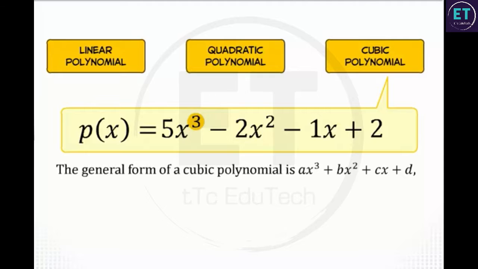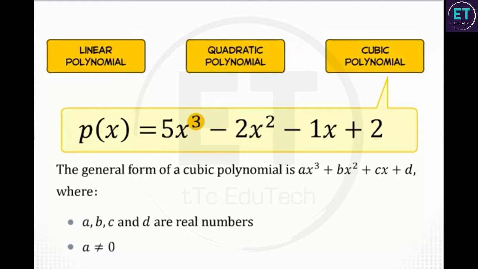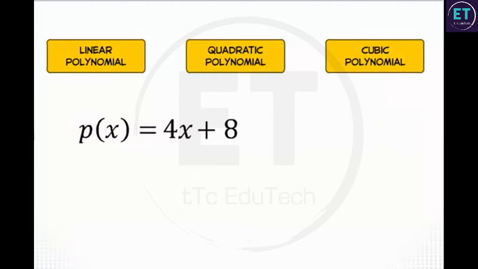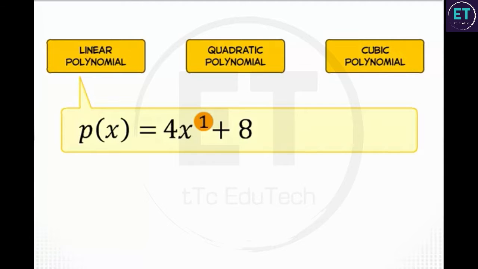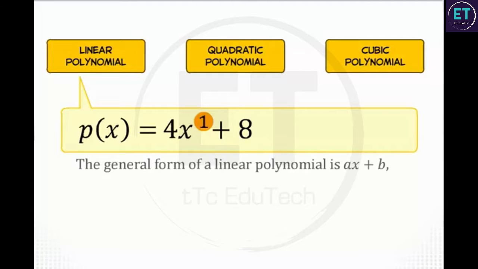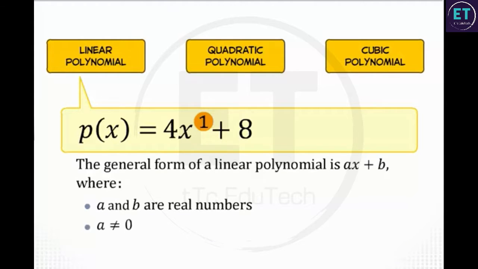The general form of a cubic polynomial is ax cubed plus bx squared plus cx plus d, where a, b, c and d are real numbers, and a is not equal to 0. Here's a second example. As the highest degree of this polynomial is 1, it is a linear polynomial. This is read as p of x is equal to 4x plus 8. The general form of a linear polynomial is ax plus b, where a and b are real numbers and a is not equal to 0.